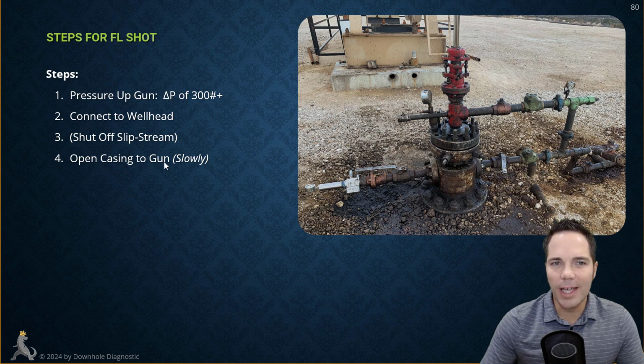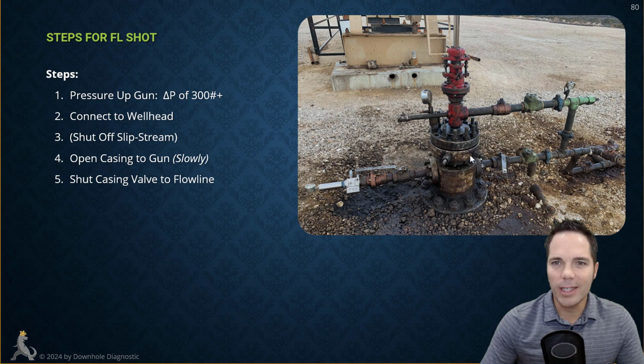Then you're going to open the casing to the gun. At this point, we've got it all connected. Open the casing to the gun, but you want to do it slowly. You always want to open valves slowly. Sometimes you'll find surprisingly high pressure on the other side. I'll tell you a story about that in a little bit. But now we open it up. Then we shut the casing valve to the flow line. So now we are connected here, and we're going to close this off.